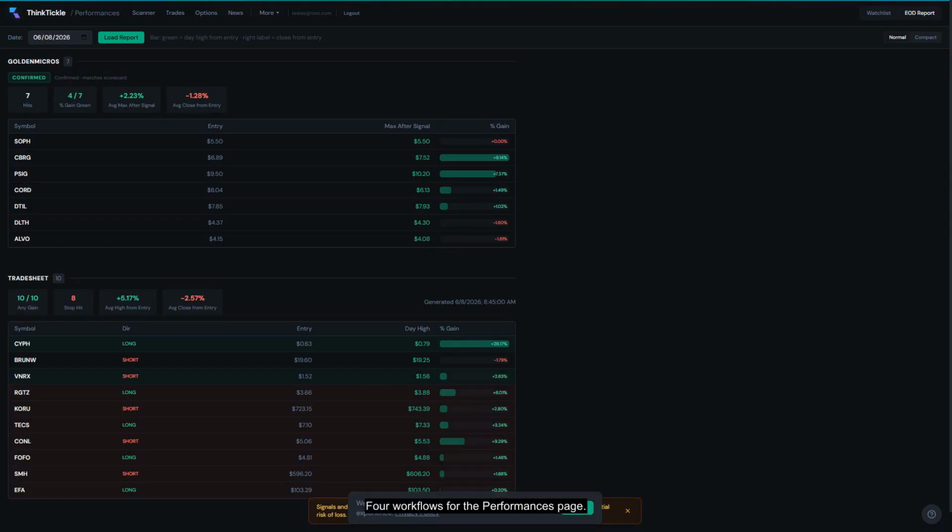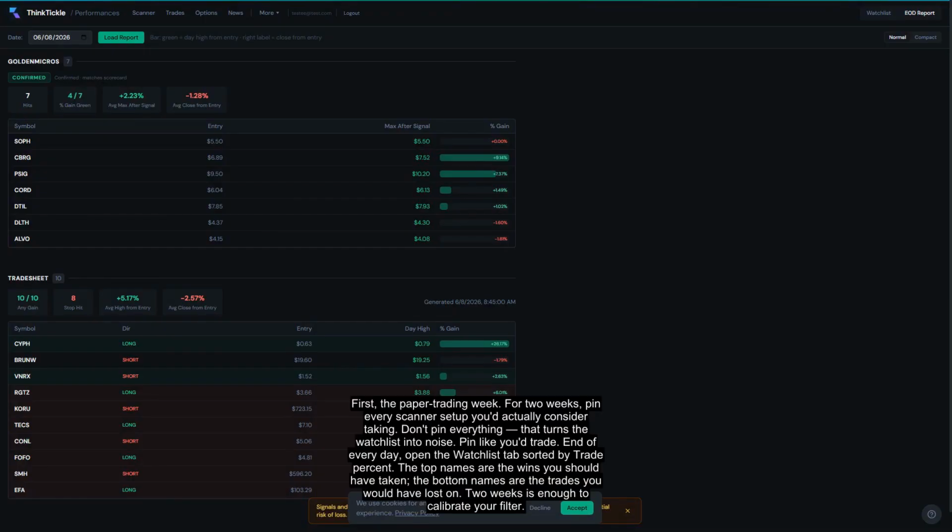Four workflows for the Performances page. First, the paper trading week. For 2 weeks, pin every scanner setup you'd actually consider taking. Don't pin everything, that turns the watch list into noise. Pin like you'd trade. End of every day, open the Watchlist tab sorted by trade percent. The top names are the wins you should have taken, the bottom names are the trades you would have lost on. 2 weeks is enough to calibrate your filter.